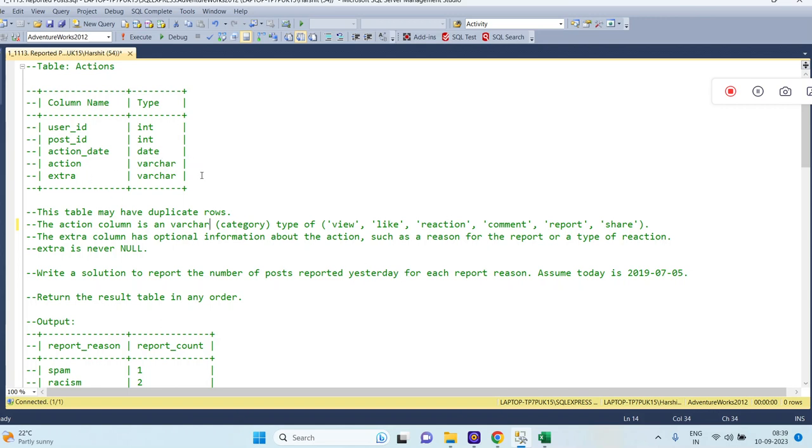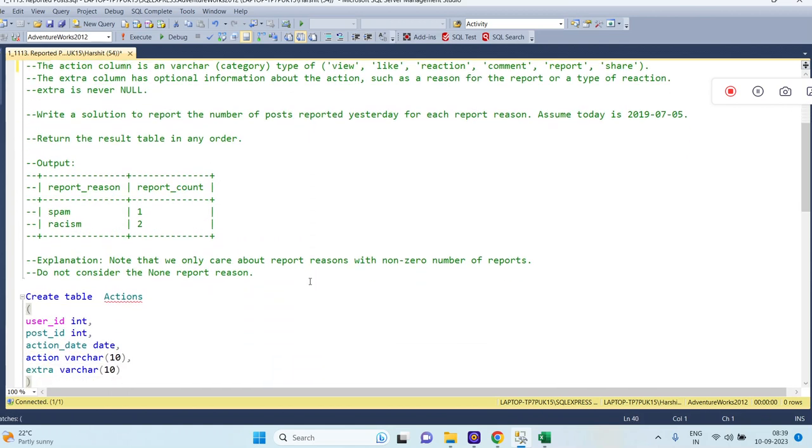Assume today is 5th July 2019. So this will be our report reason, right? Write a solution to report the number of posts reported yesterday for each report reason. Note, they have given us a note: we only care about report reasons with a non-zero number of reports. Do not consider the non-report reasons, right?